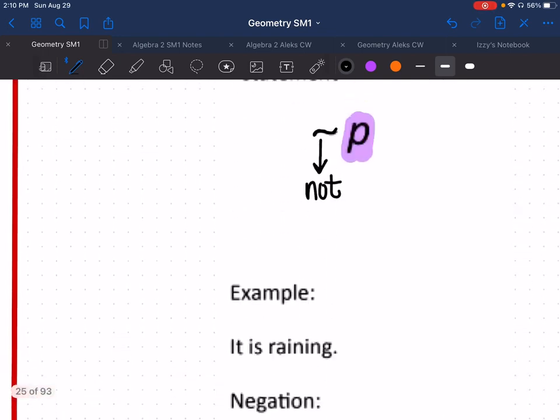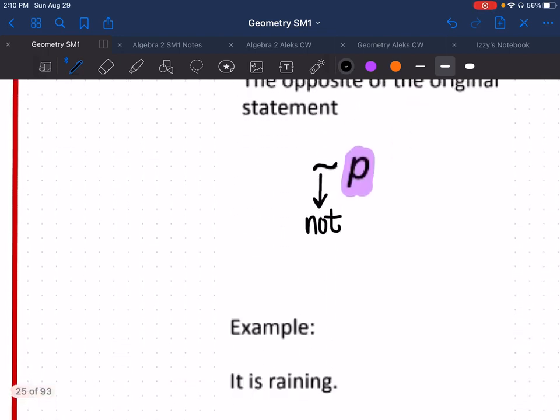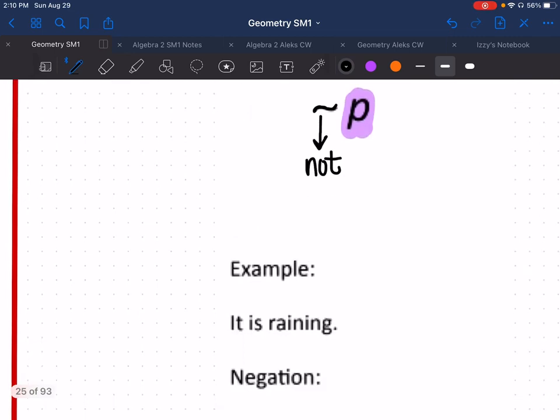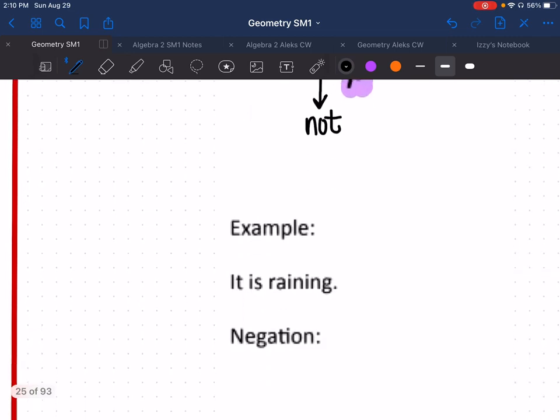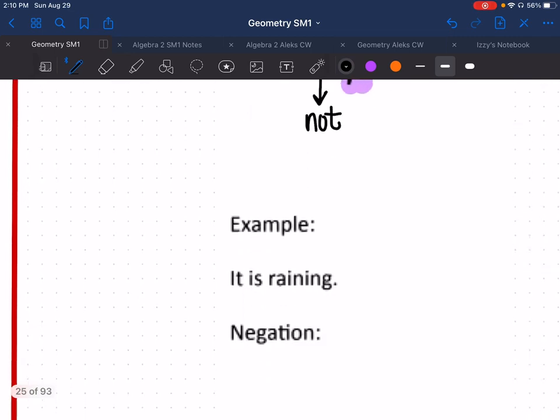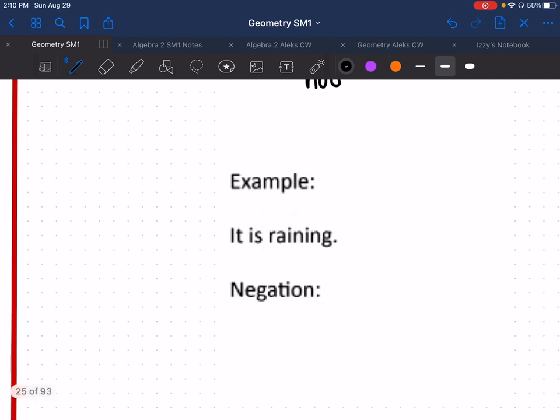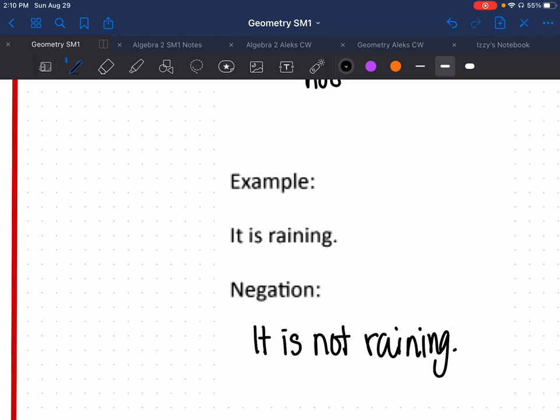So simply to do the negation, I'm just going to do the opposite, which in most cases means I'm just going to go ahead and add the word not. So here's my example. It is raining. My negation would be it is not raining. Okay, I'm not changing the words.